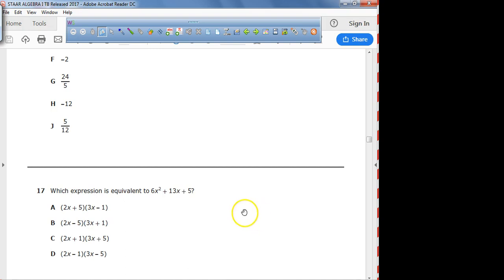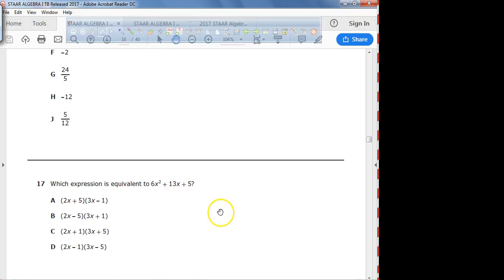Which expression is equivalent to this? You know what, this is Fun Fact Friday, definitely. But what we're going to do is show you how to use the graphing calculator to show you how easy it is if you don't know how to factor.